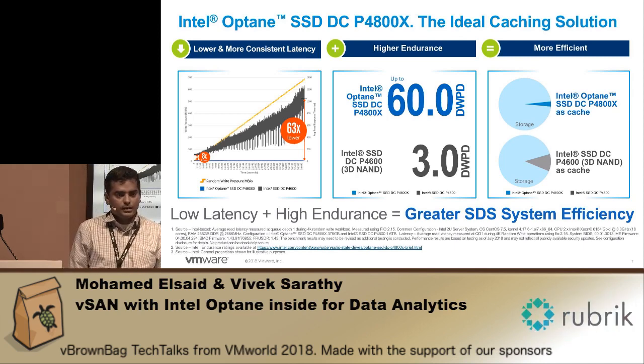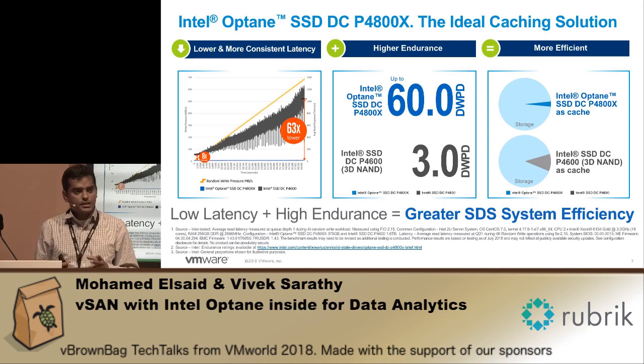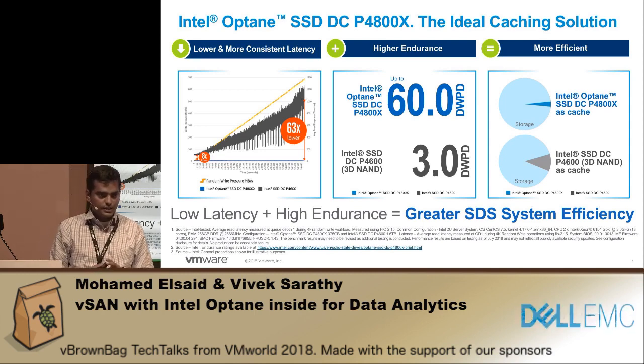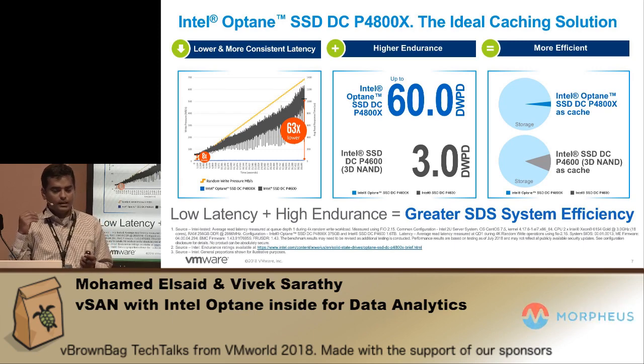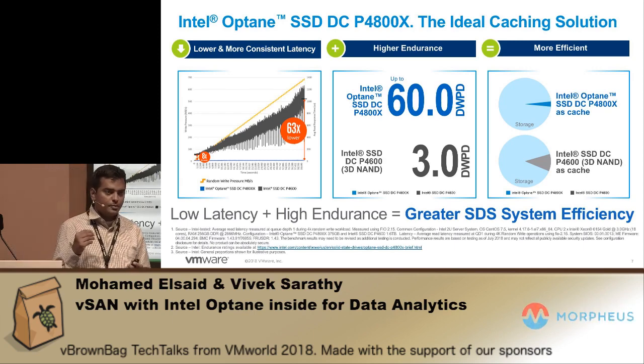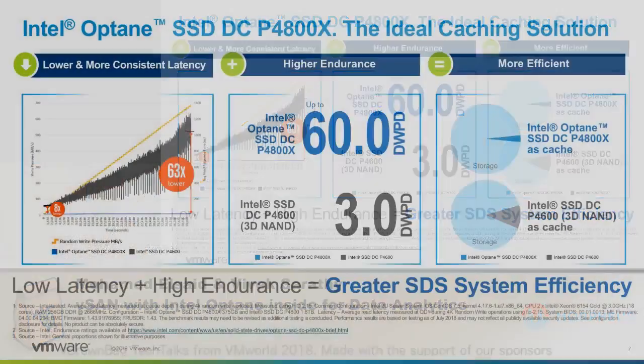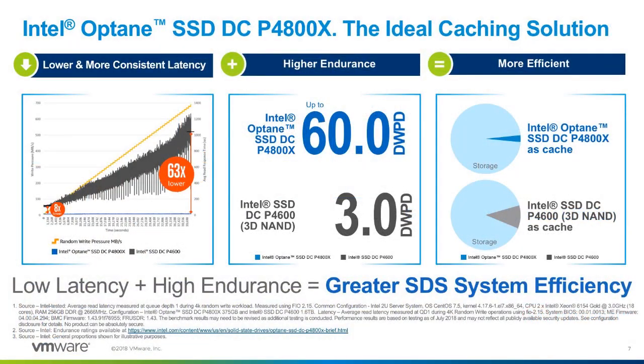Compare that with an Optane SSD. With an Optane SSD, you're looking at around 60 drive writes per day. It goes up to 60 drive writes per day. And in a scenario where you're looking at 100% write buffer, the amount of write operations that's happening is huge. And endurance plays a big factor in how the device fits in that particular use case, right?